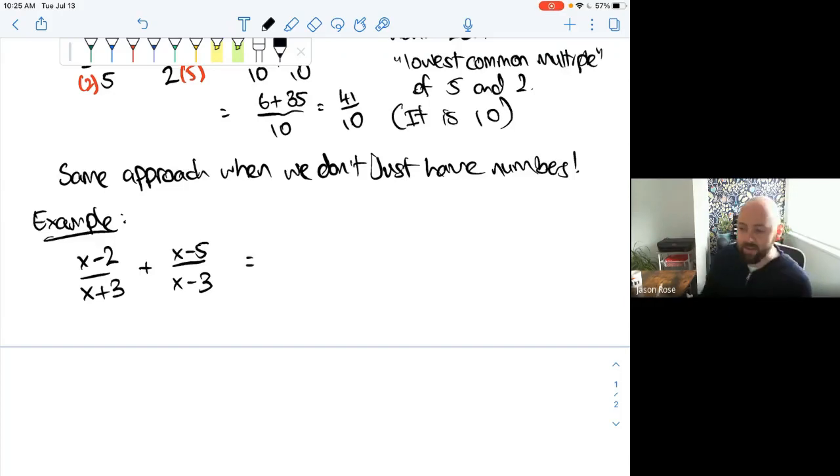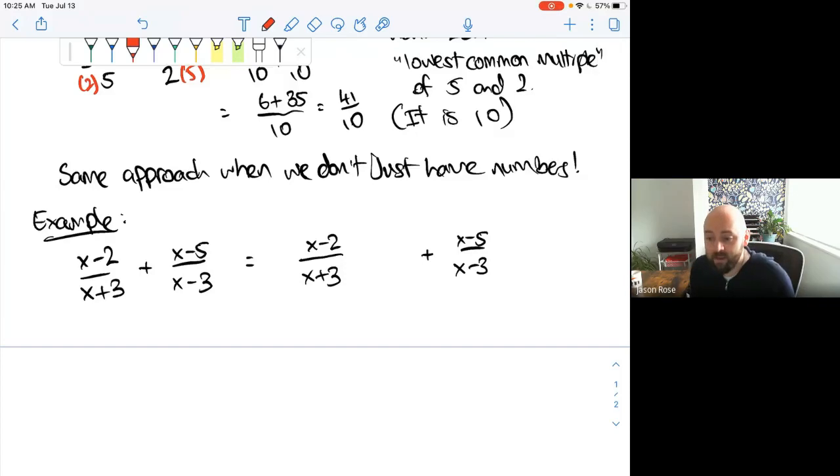Okay, let's spread this out and give ourselves a little bit of room here. So we have x minus 2 over x plus 3 plus x minus 5 over x minus 3. So that lowest common multiple that Ayush has put in the chat, I want that to be in the denominator of both terms before I make the addition. So looking at this term here, this x plus 3, that is missing the x minus 3. So I need to multiply by x minus 3 to make it work.